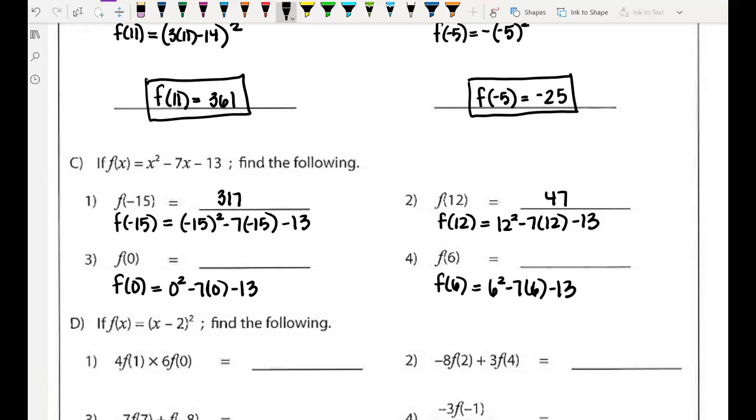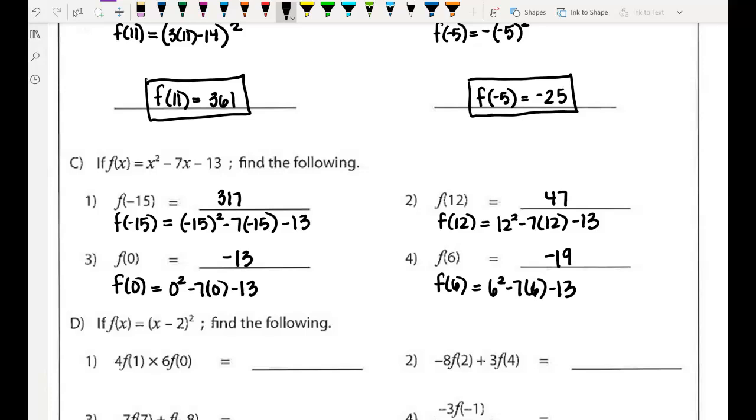47. F of 0? It is not 0. Should be negative 13. You have 0 minus 13. You have to make sure you account for that negative 13. And what about f of 6? Negative 19. Again, it comes down to making sure that we are inputting into the calculator correctly.